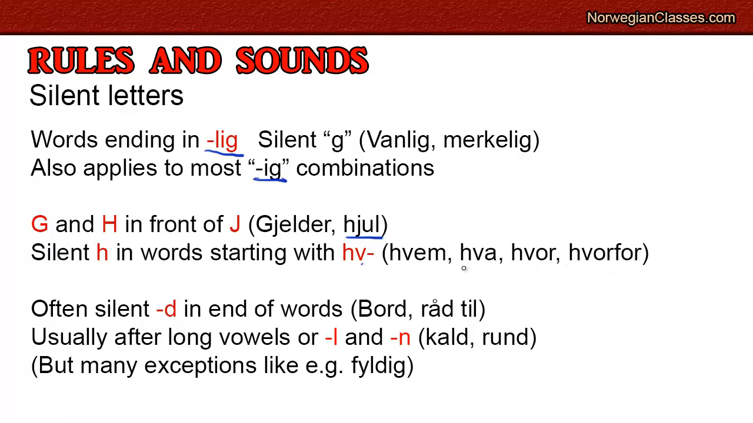The D is also very often silent, particularly at the end of words, and if it's after a long vowel. For instance, bord, rotil, med, which is a common word meaning with, has a silent D because the E is long. And then if you have a consonant like L and N, you will not write it like kal or run, but you will read it as if it is a double consonant. So kall, rønn.